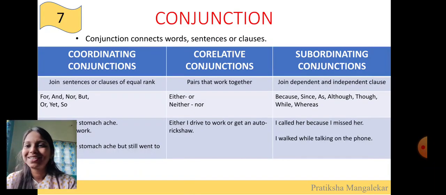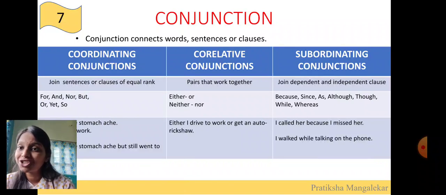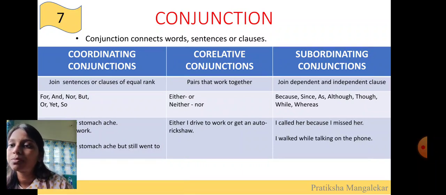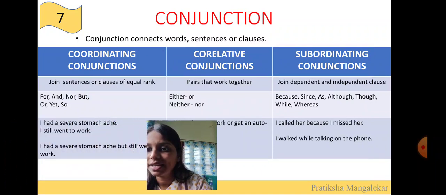Let us move on to the seventh part of speech, that is a conjunction. Conjunction connects words, sentences, or clauses. Let us look at the categories of conjunctions. They are coordinating conjunctions, correlative conjunctions, and subordinating conjunctions. Now, coordinating conjunctions, as the word coordinating tells you, join sentences or clauses of equal rank. For example, for, and, nor, but, or, yet, and so are the coordinating conjunctions.